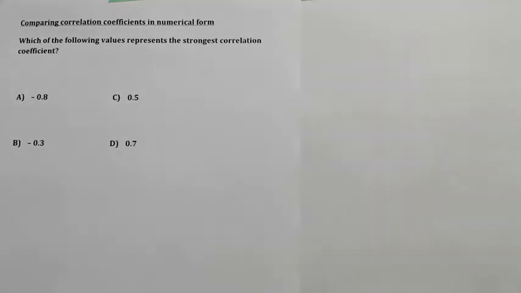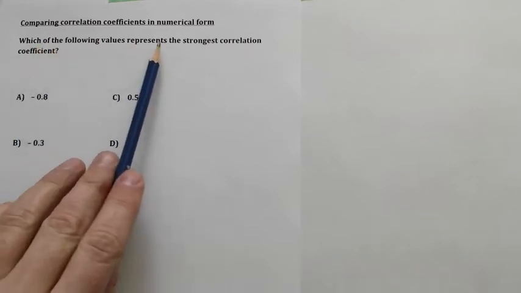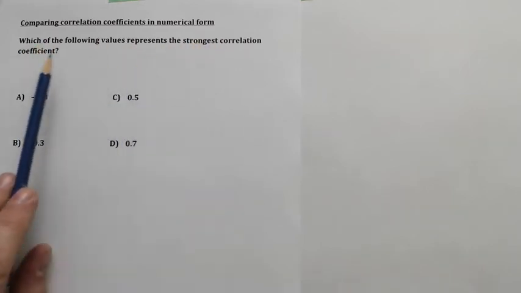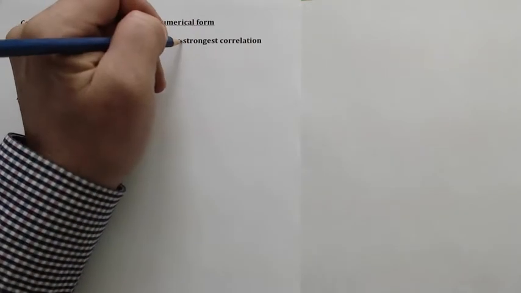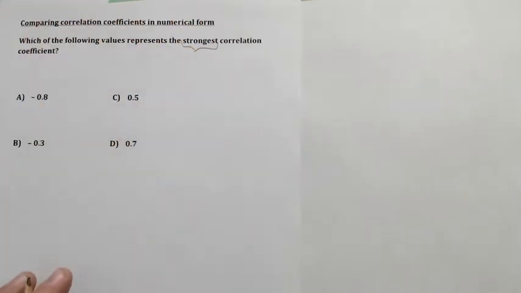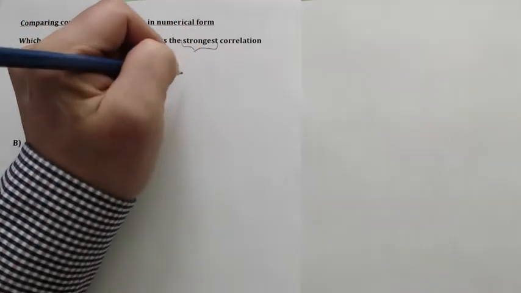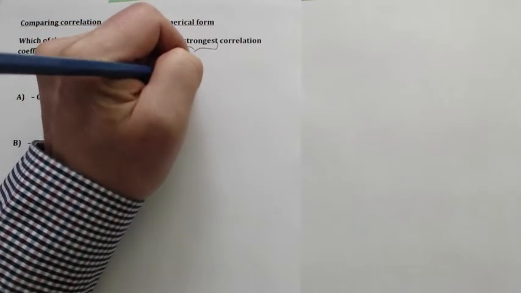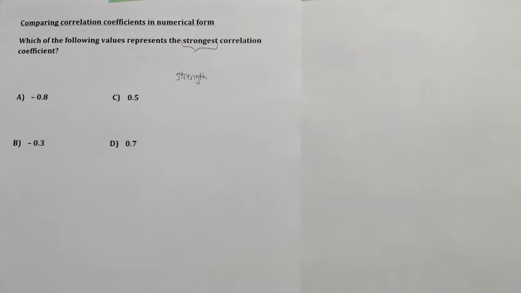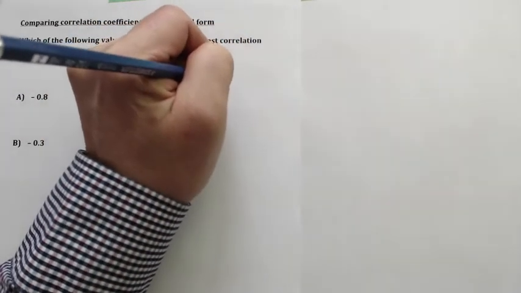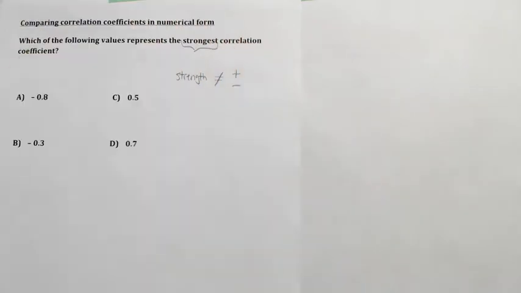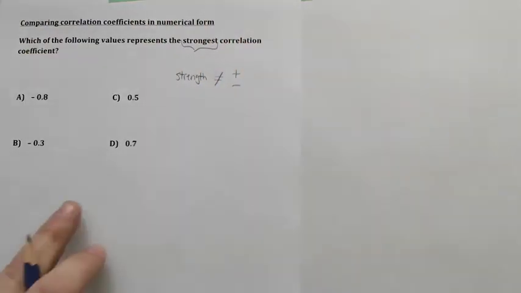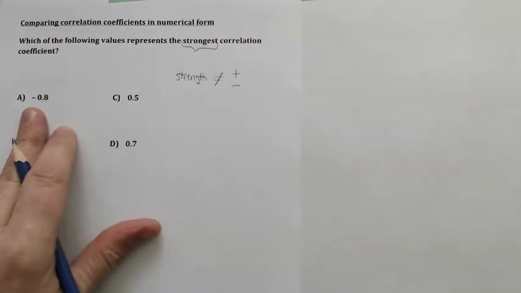Hey, this is comparing correlation coefficients in numerical form, and the question is which of the following values represents the strongest correlation coefficient? So once again, this is a question of strength, and I want to remind you that when we're dealing with strength, that we do not care about, it has nothing to do with, has no equivalence with positivity or negativity. And that's the trap that you're going to see in this particular question here.